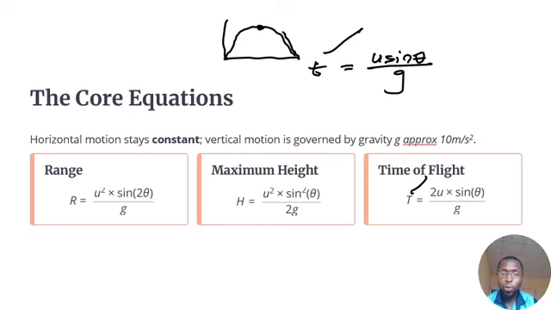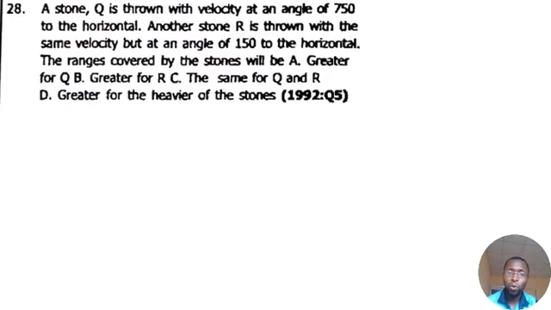All right, so let's see one or two questions on this projectile motion. Look at this question here. It says a stone Q is thrown with velocity at an angle of 75 degrees. Please take note that this is 75 degrees, not 750. That means the launch angle is 75 degrees to the horizontal. This is for stone Q, so let's call this theta Q.